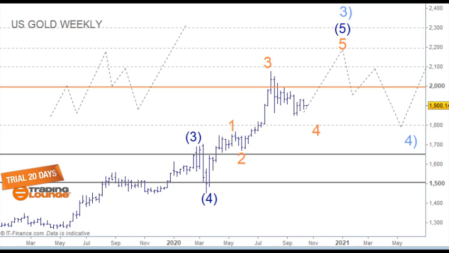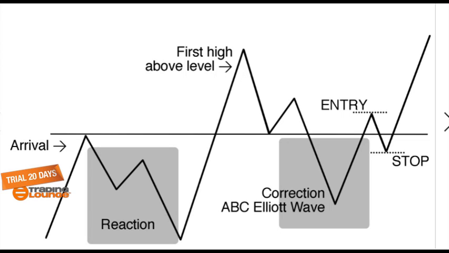So the pattern that we're looking for at major trading level 2 here is a classic trading levels pattern, and that means we're looking for a pattern like this where we have the arrival and the reaction, which we've got. We're looking for the first high above the level, which will be wave 5 here, and then an ABC coming back here for wave 4, and then moving up higher from that point. So we see there's a lot at all degrees of structure. So this is it here at the 2000.